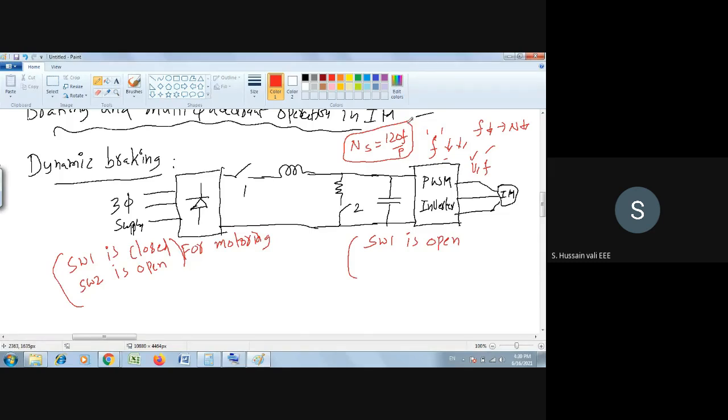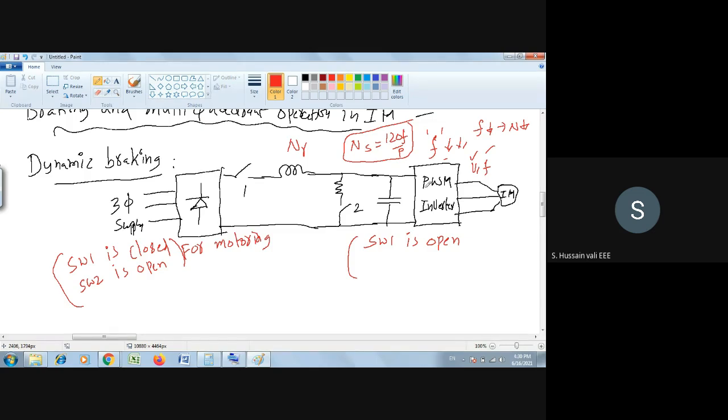Please see here. So your Ns will get reduced. When the Ns gets reduced, what about Nr? Nr cannot get reduced immediately because of the inertia of the induction motor. Nr cannot be reduced immediately, but Ns can be reduced immediately because Ns is the synchronous speed. It depends upon the frequency.